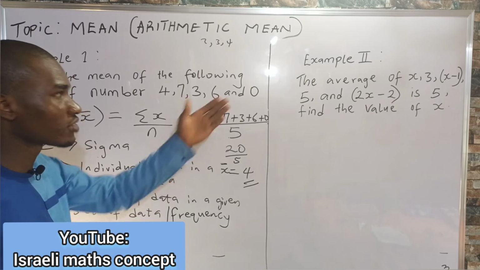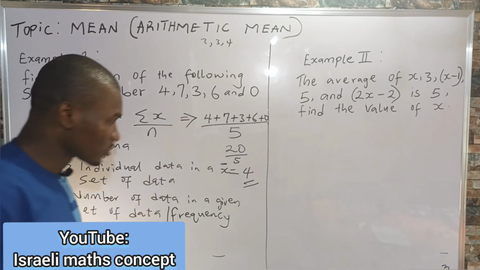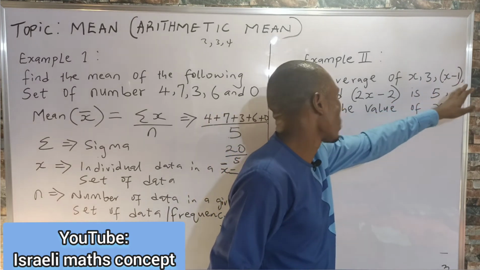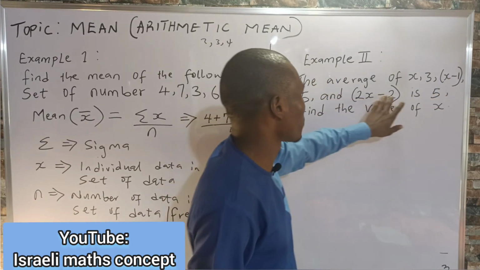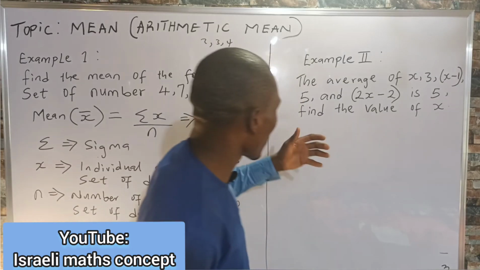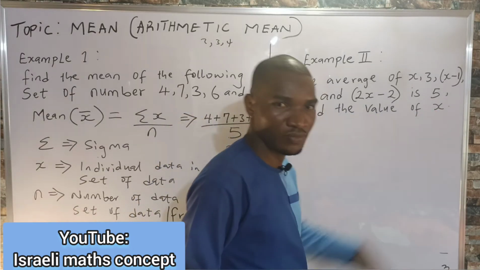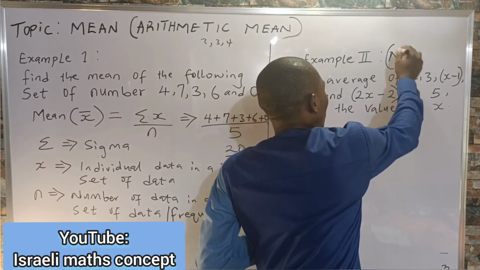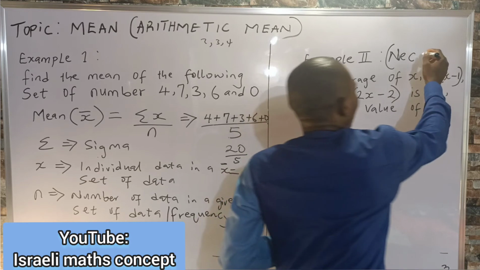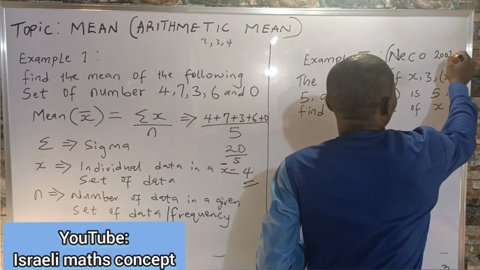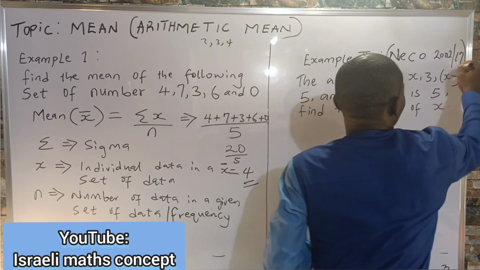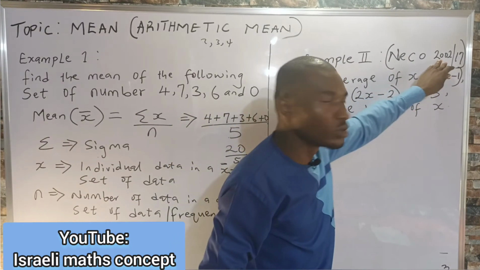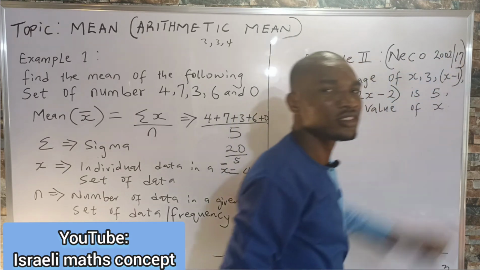Let's solve the second example also. The second example says, the average of x, 3, x minus 1, 5 and 2x minus 2 is 5. Then we are asked to find the value of x. Actually, this second question, I sourced it from NECO 2002, and that is question number 17. So this example is sourced from NECO 2002 and exactly question 17.